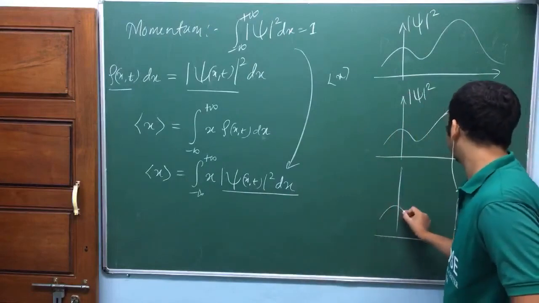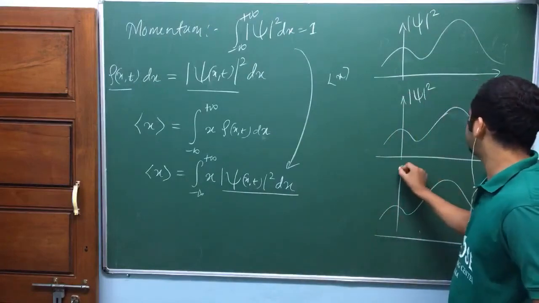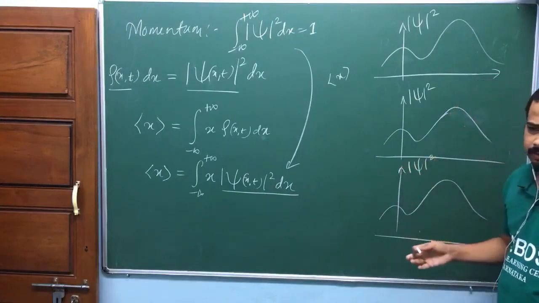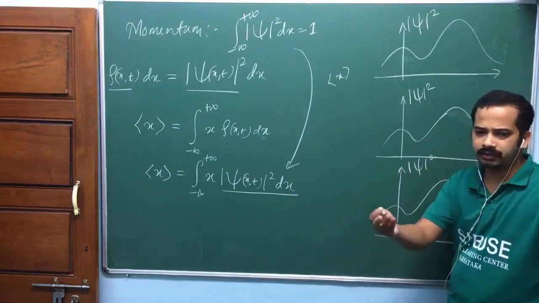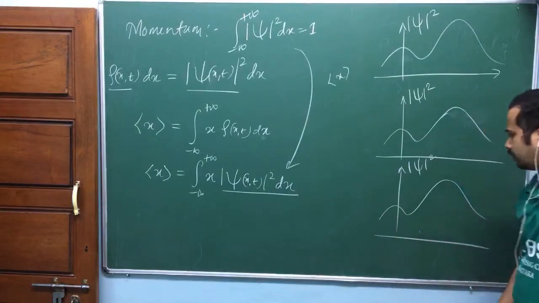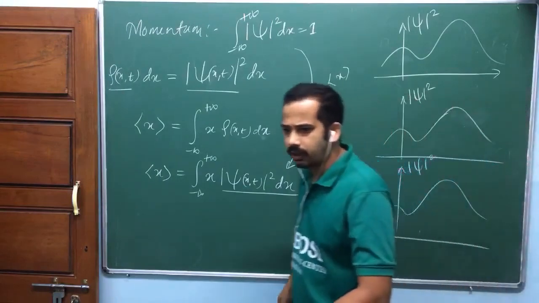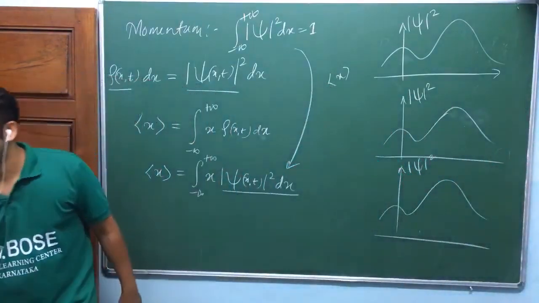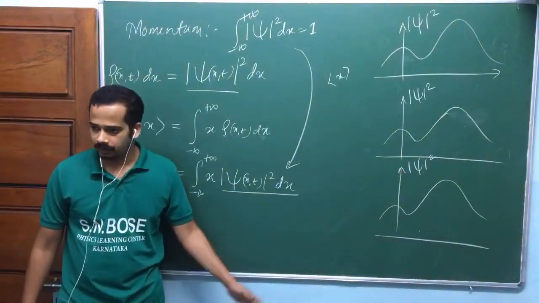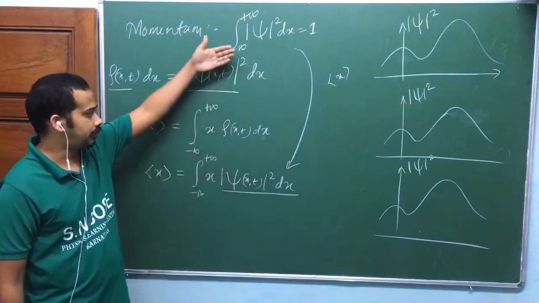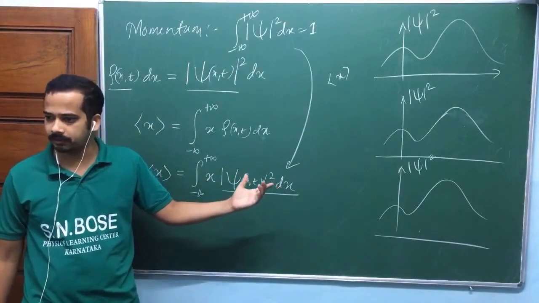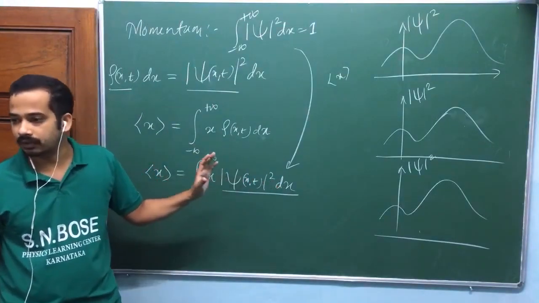Sir, does expectation value have nothing to do with the most probable value? No. Expectation value may be equal to the most probable value in the case of a symmetric distribution. Are you getting it? Average and most probable, some parts are the same, but the interpretation is different. The probability idea and the probability distribution ideas are the same, the mathematics is the same, but the interpretation is different.